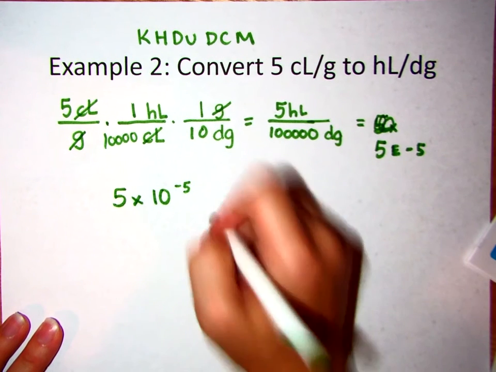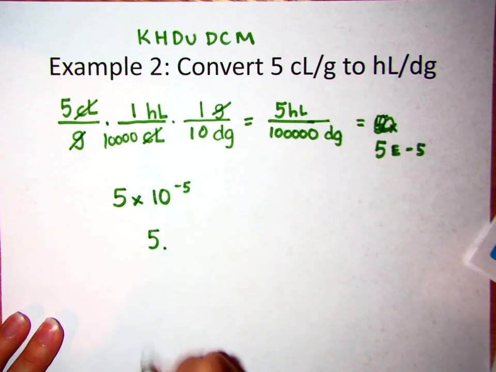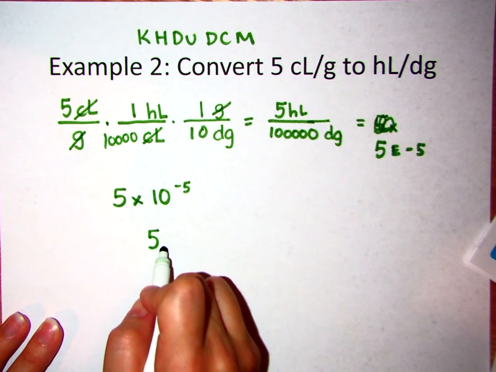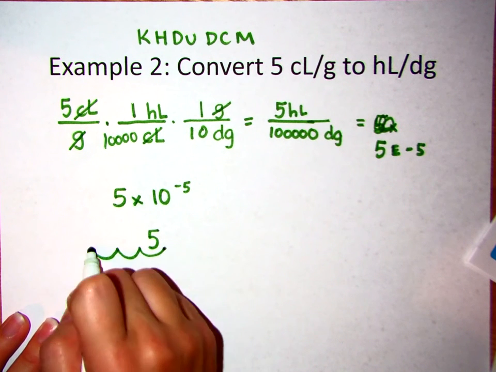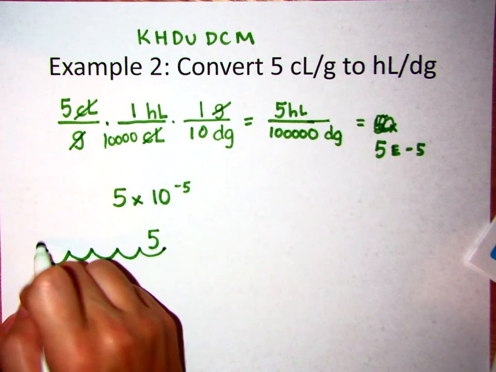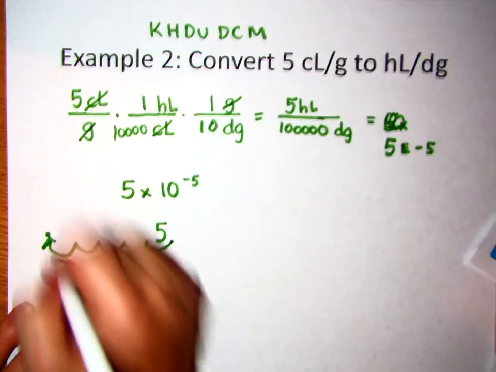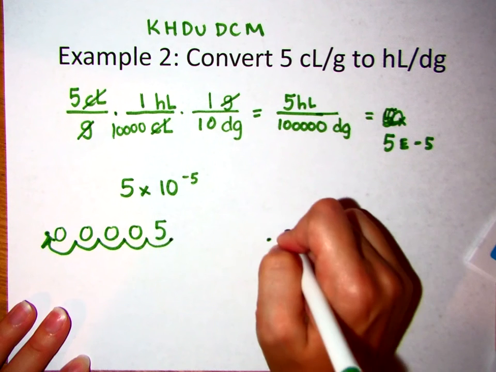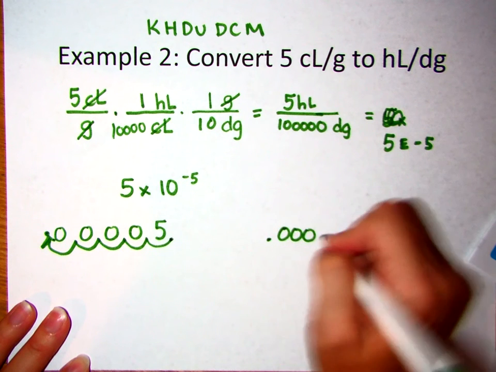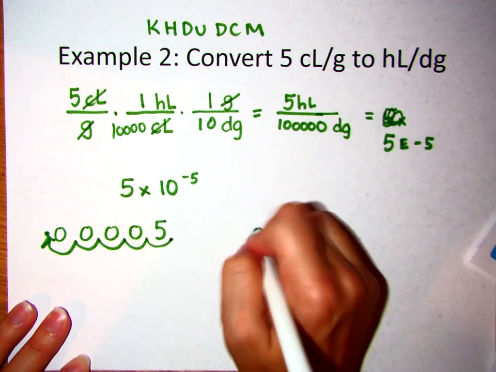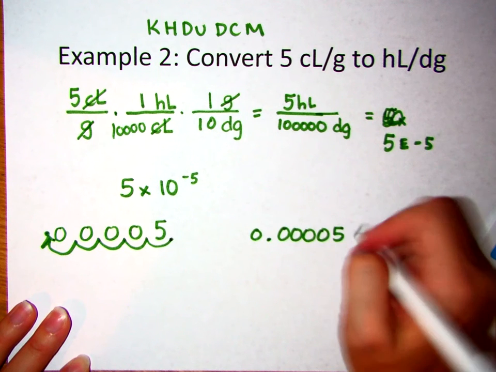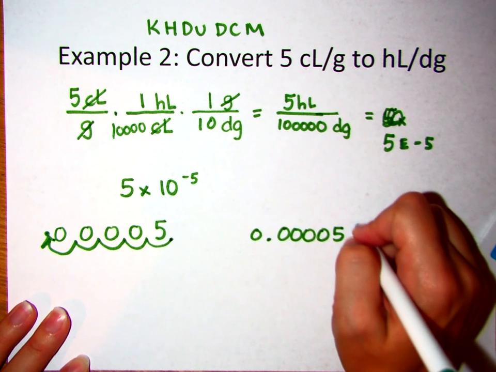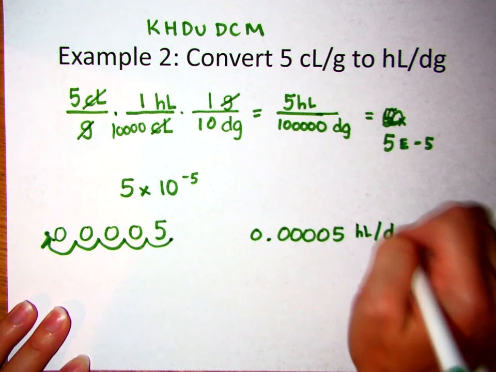If you'll remember when you did that notation, decimal goes here and you're going to move it 5 places to the left. 1, 2, 3, 4, 5. That's where your decimal goes. And then from here you fill in zeros. And so your final answer would be 0.00005, and then we put a 0 on the front as a placeholder. And we want to go ahead and write our unit, which is hectoliters per decigram, and that would be our final answer.